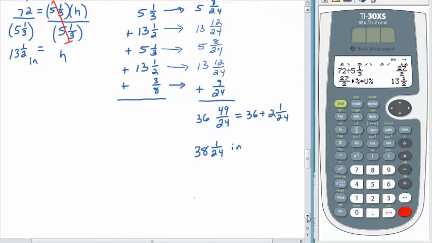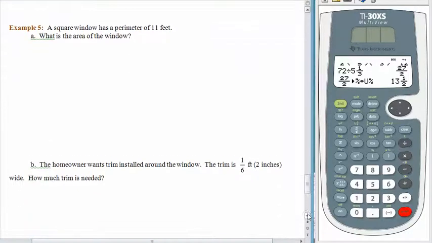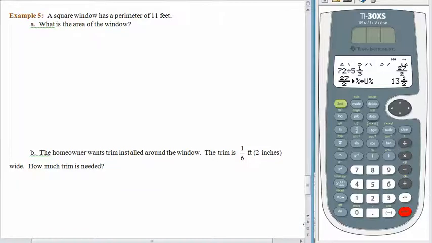Okay, last one before we go. We have a square window. The perimeter is 11 feet. The first question is, what is the area of the window? Well, I don't know. But we do know how to calculate the perimeter of a square.